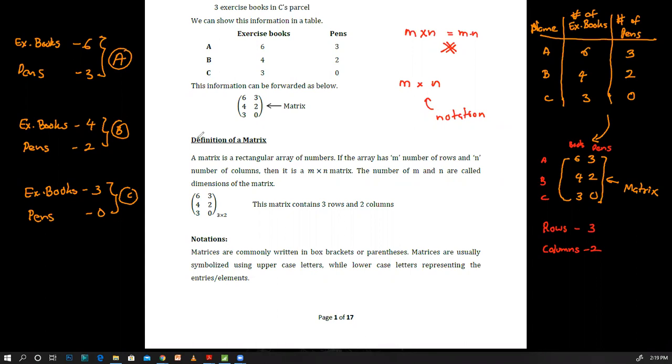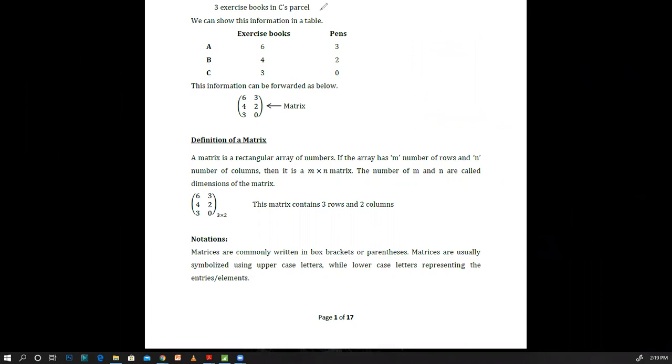Since we have identified 3 rows and 2 columns, if you write this matrix again, you may get the matrix as 6, 3, 4, 2, 3, and 0. This is the matrix that we have obtained.